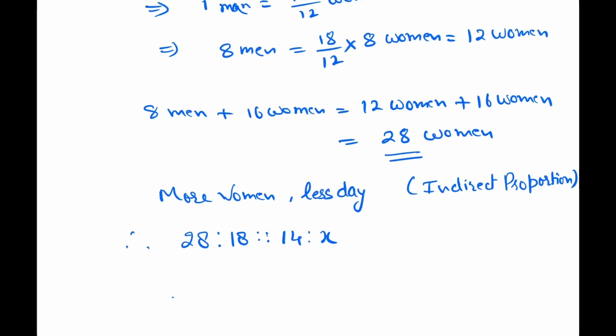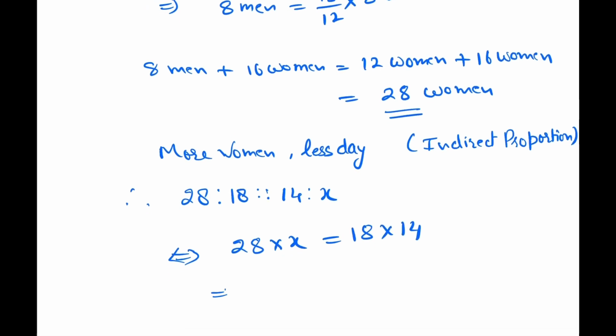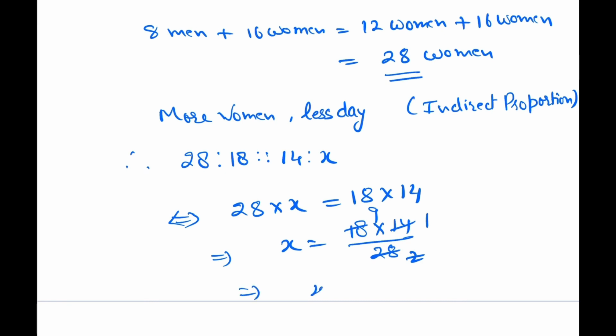So this implies 28 into x equals 18 into 14. This implies x equals 18 into 14 upon 28, and this cancels out, 14 twos are 28, and this cancels out to 9. This implies x equals 9.